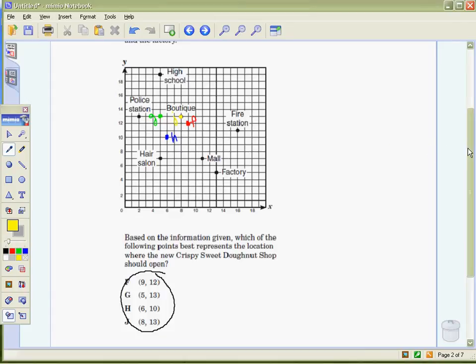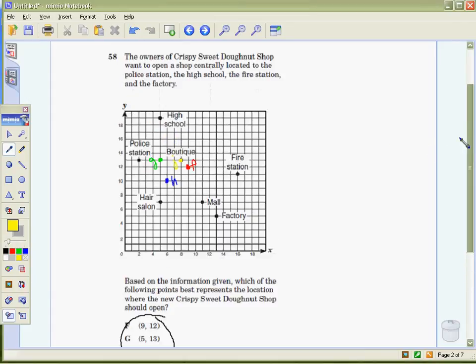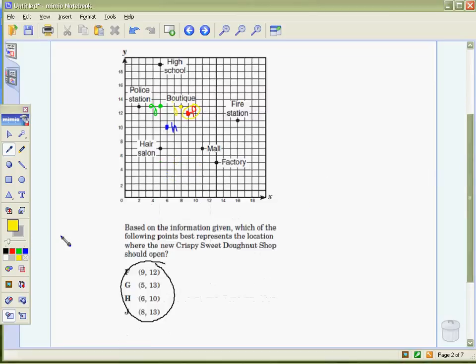So which one of these is going to be centrally located? It kind of looks like we have a tie between letter choice J and letter choice F, but I don't think that they're going to put the donut shop on top of the boutique. So it looks like choice F is going to be our best answer.